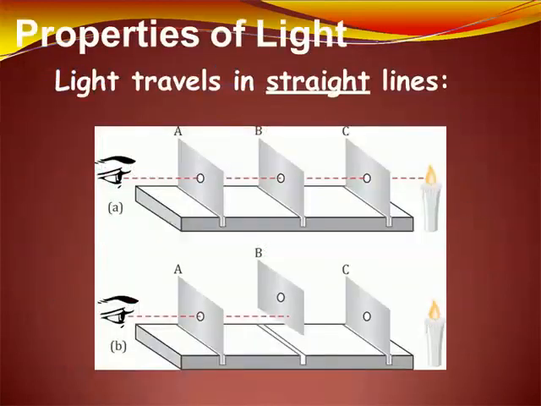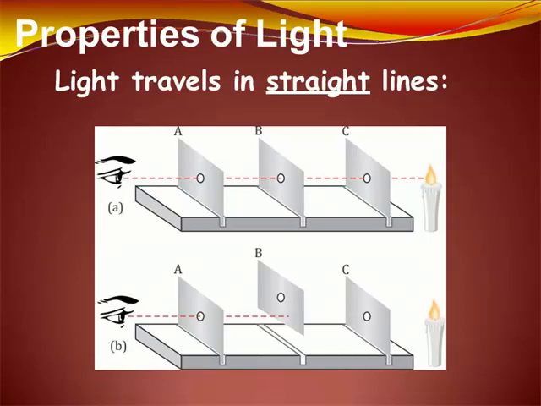So light travels in a straight line. We will have an experiment here. The experiment is quite simple, but we have to discuss it, and you can perform it at your home also. So we have placed a boat here. And on the extreme end, that means one side of the boat, we have put a candle that is lit up.